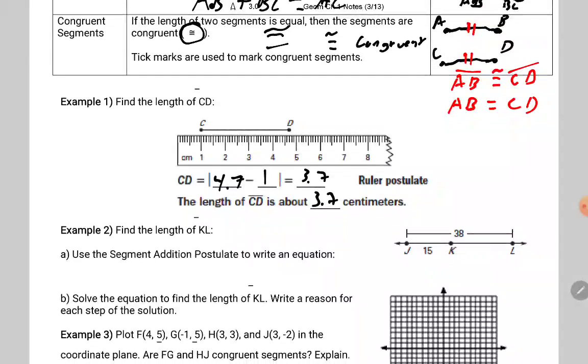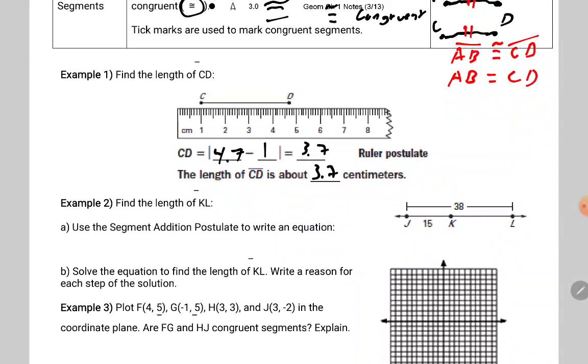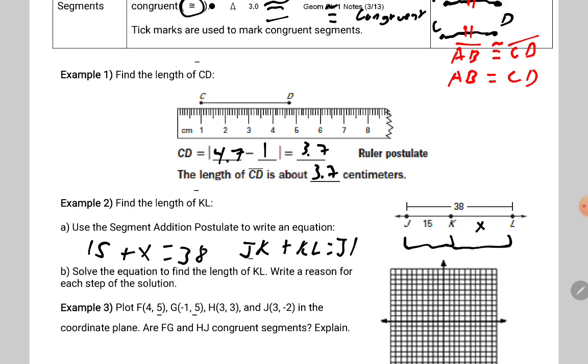Okay, example 2. Find the length of KL. So use the segment addition postulate. Segment addition postulate means I can take JK and add KL to make JL. So we know that 15, and let's call this piece X, is 38. So what I did was JK plus KL equals JL.